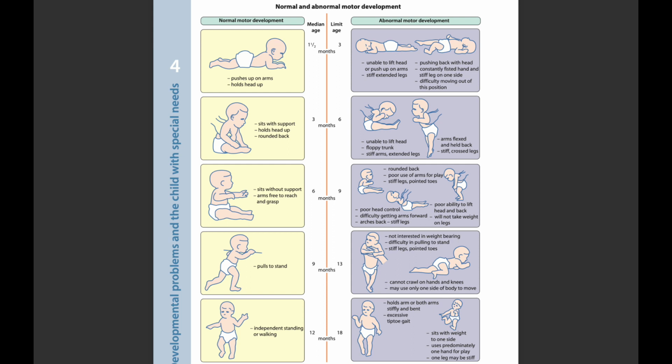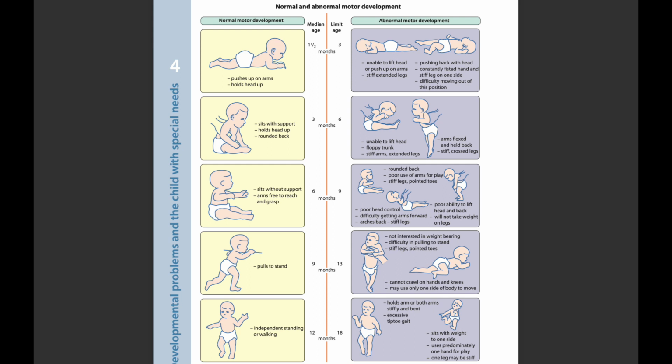From 3 to 6 months, in normal motor development the child sits with support, holds head up, with a round back. Abnormal motor development will show inability to lift head, floppy trunk, stiff arms, extended legs, arms flexed and held back, and stiff crossed legs.